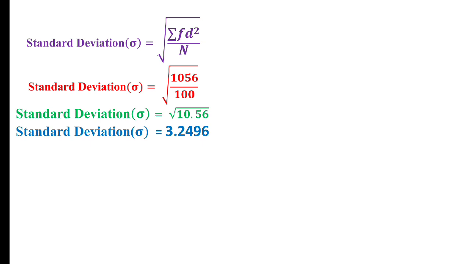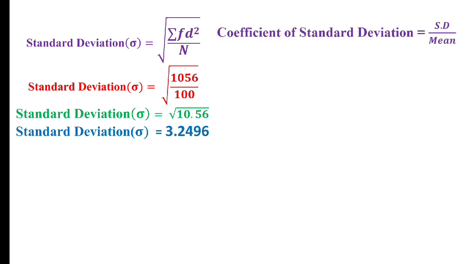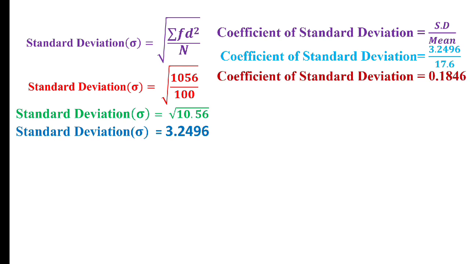Once we have found the standard deviation, then the coefficient of standard deviation can be found. The formula is standard deviation divided by mean. Standard deviation equals 3.2496 divided by 17.6, the mean value. Then simplify: 0.1846. That is the coefficient of standard deviation.